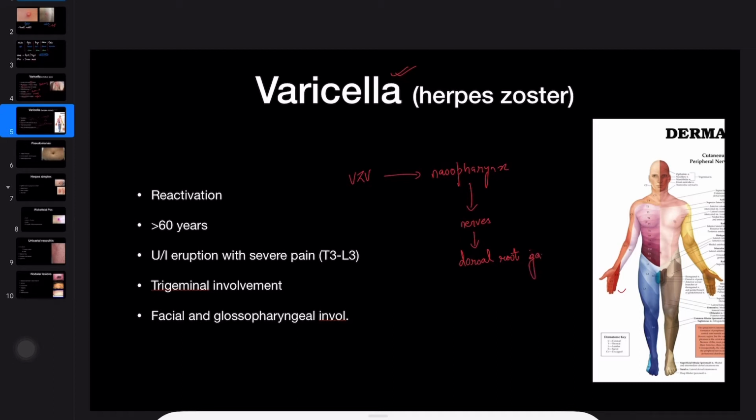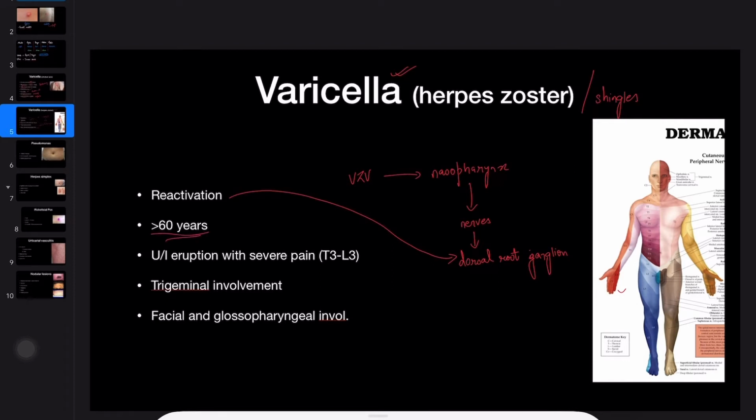However, even after the chicken pox has resolved, it stays latent in the dorsal root ganglion, and if the patient is immunocompromised, it will get reactivated and it will cause herpes zoster, which is also known as shingles. It is so because it occurs mostly in immunocompromised patients. The age group will be more than 60 years.